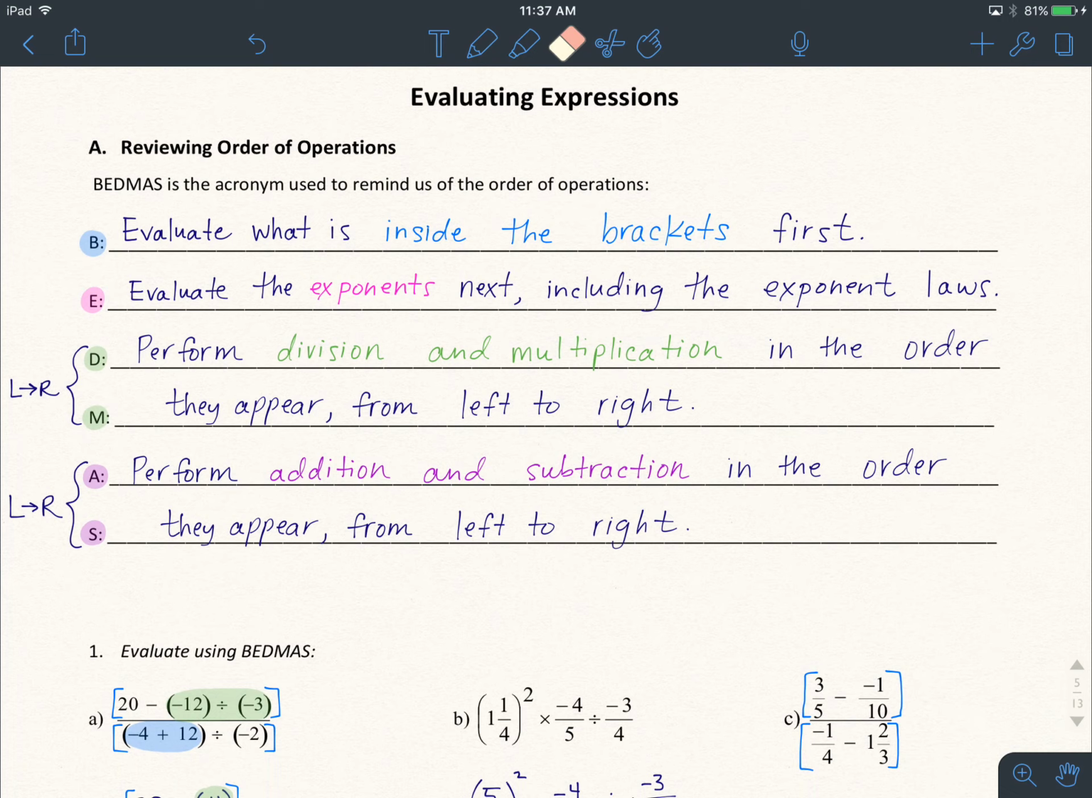So what I'd like you to do at this point is just pause this video and copy down this little reminder of what BEDMAS is into your notes. I'll talk about it quickly and then we'll start working through some of the examples. So hit that pause button now and come on back when you're finished.